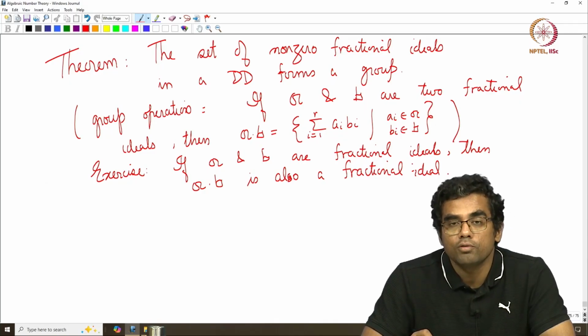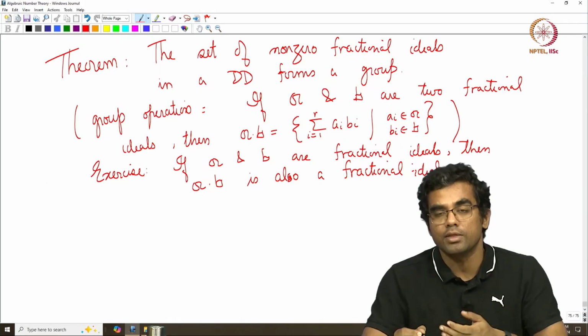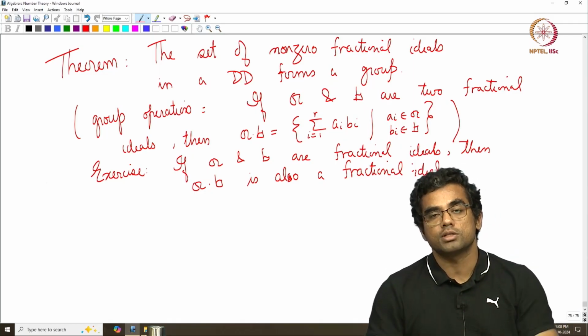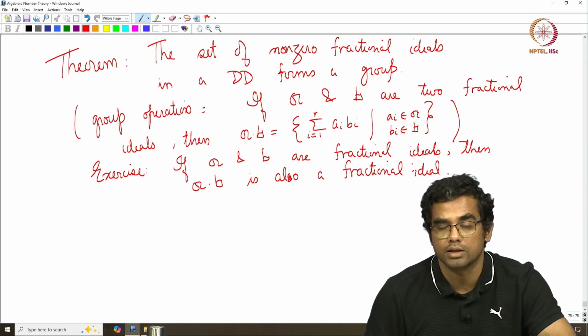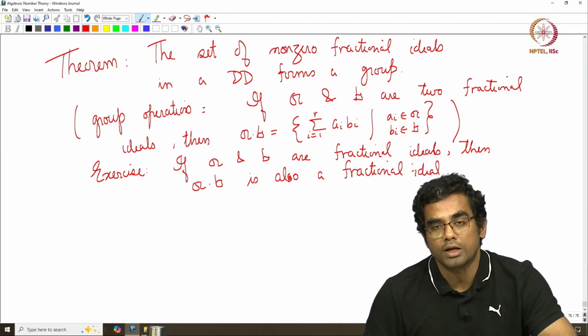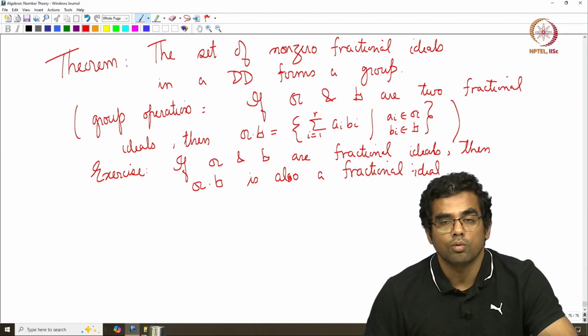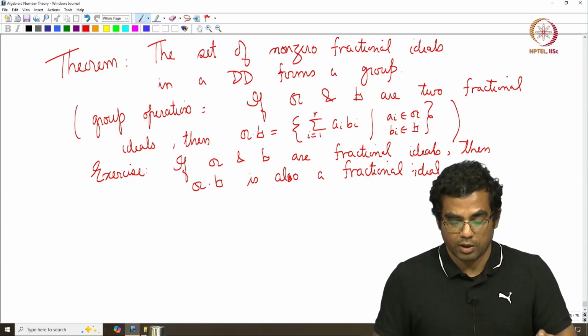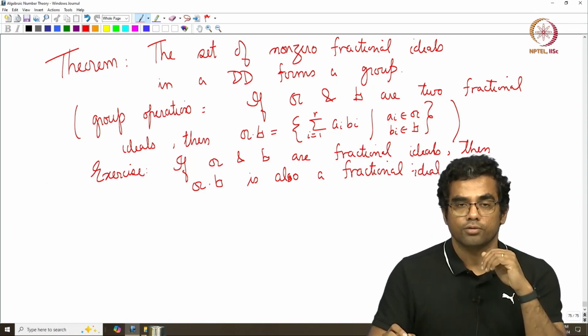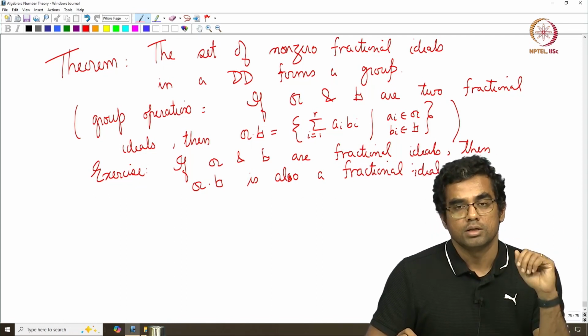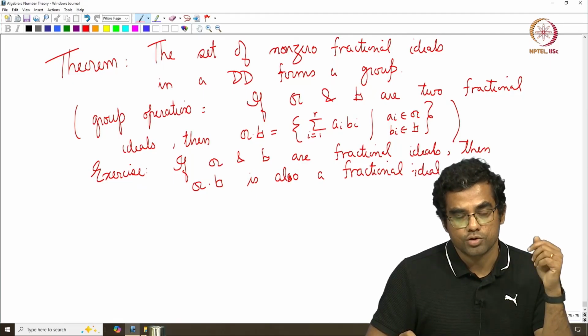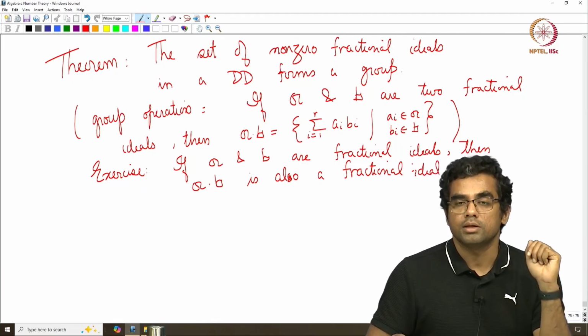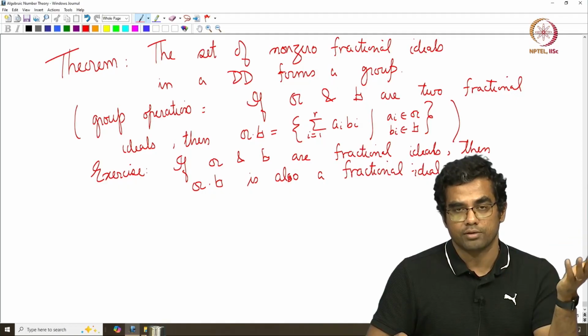Okay. So, what we want to do is, we have now defined a binary operation on the set of non-zero fractional ideals, and we want to show that it is a group. So, what does it mean? What does a group have? Well, first of all, it has an identity. Secondly, the group operation should be associative, and thirdly, every element should have an inverse.